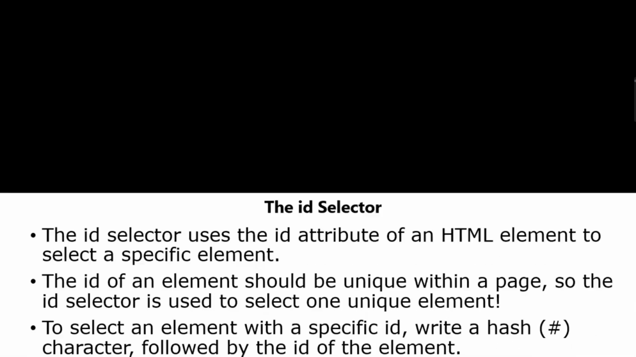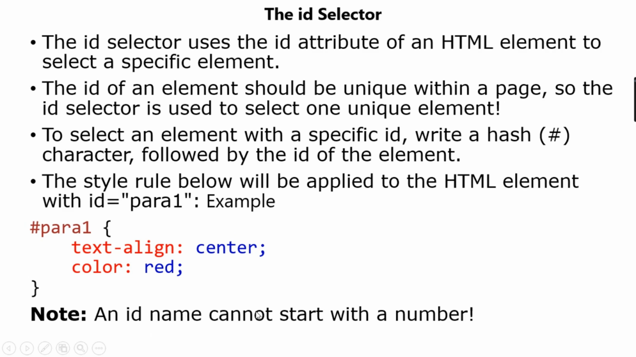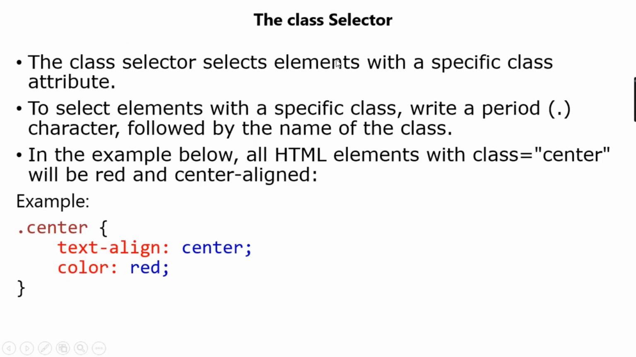Next, he said, note, an ID name cannot start with a number. Don't forget that. You cannot start an ID name with a number. All right. The class selector is next. The class selector selects elements with a specific class attribute. To select elements with a specific class, write a period, just a dot, followed by the class name. In the example below, all HTML elements with a class center will be red and center aligned.